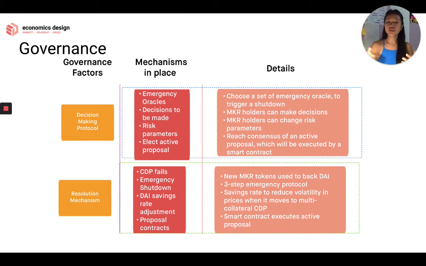So, in general, these are the governance factors. We've got decision-making protocols as well as resolution. In decision-making, what we look at is emergency oracles.